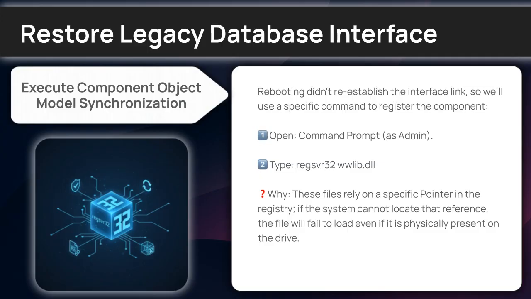First, open command prompt as admin. Second, type regsvr32, followed by your file name causing the error, then hit enter. Why are we doing this? Well, these files rely on a specific pointer in the registry. If the system cannot locate that reference, the file will fail to load even if it is physically present on the drive.